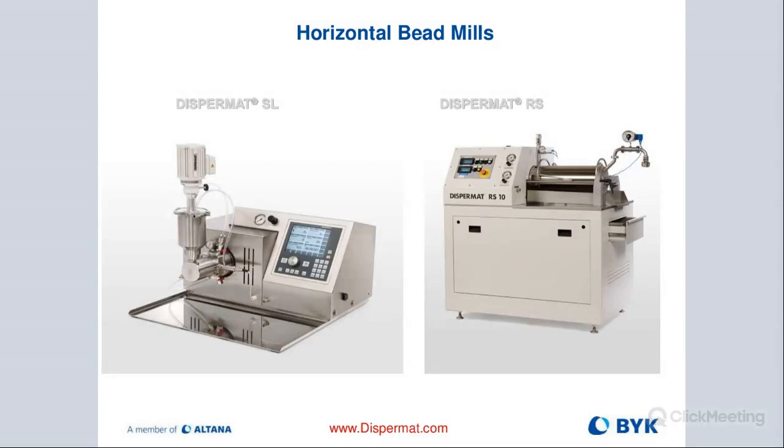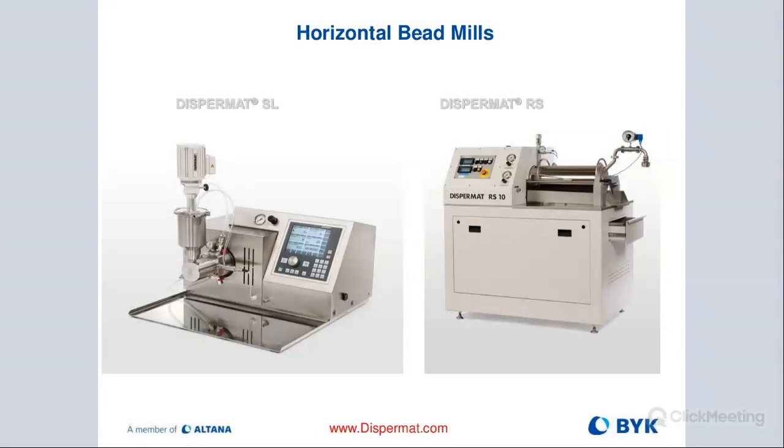And here are just examples of our horizontal bead mills. So that's the SL. We have that in our laboratory in Wallingford. That's more of a large scale production horizontal mill. So the way it works, we have our supply vessel right here. On top of it is our agitator and pumping wheel. So that basically pumps the slurry that's in here down into our milling chamber.